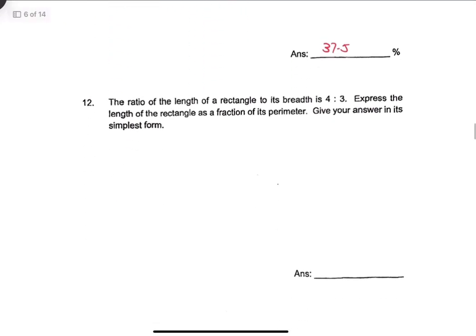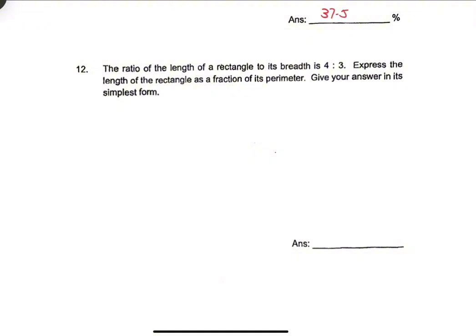Next, the ratio of the length of a rectangle to its breadth is 4:3. Express the length of the rectangle as a fraction of its perimeter. So the length to the breadth is 4:3. They want the length as a fraction of the perimeter, so length over perimeter. First, what is the perimeter? If you draw it out, you have 4 units, 4 units, 3 units, 3 units. So the total perimeter is 8 plus 6, which gives you 14, and your length is 4.